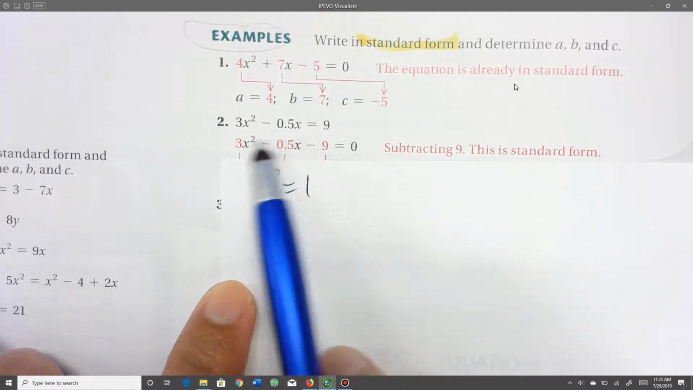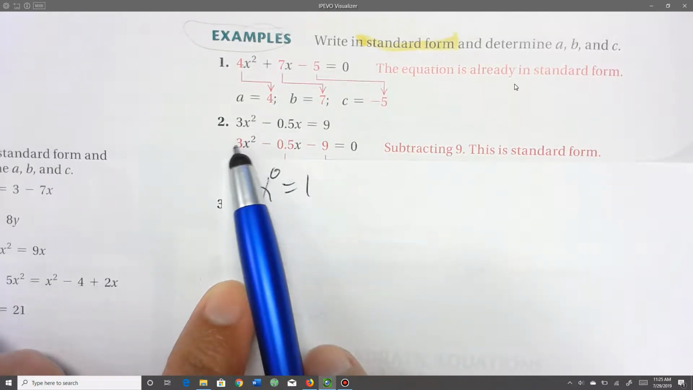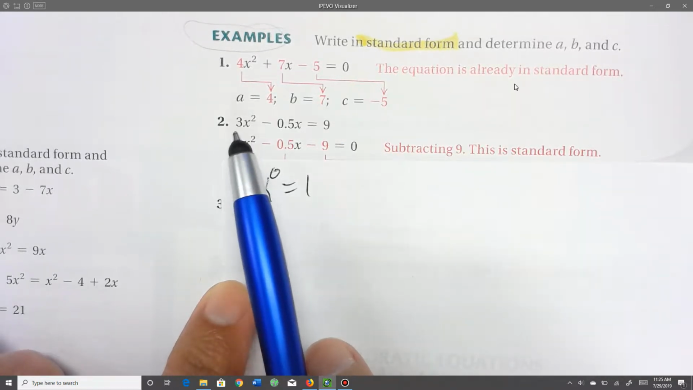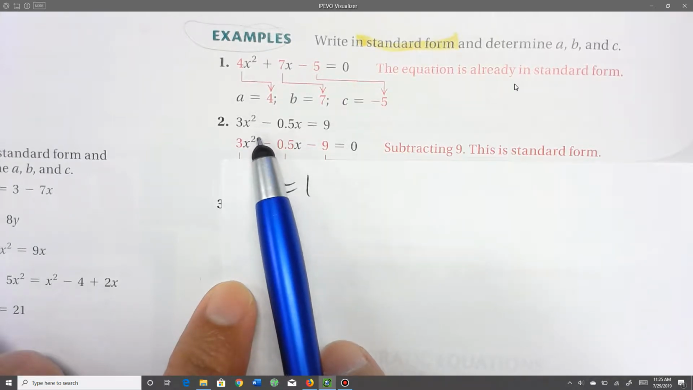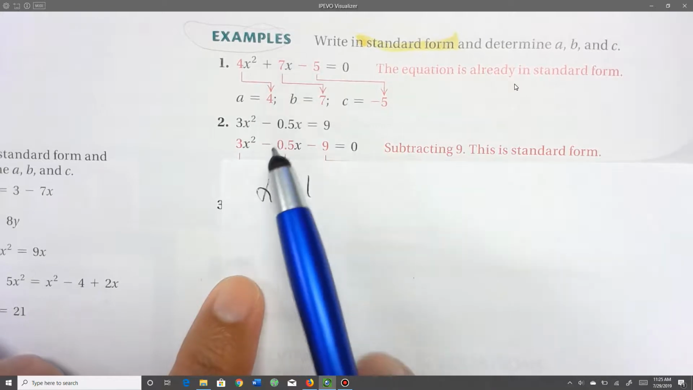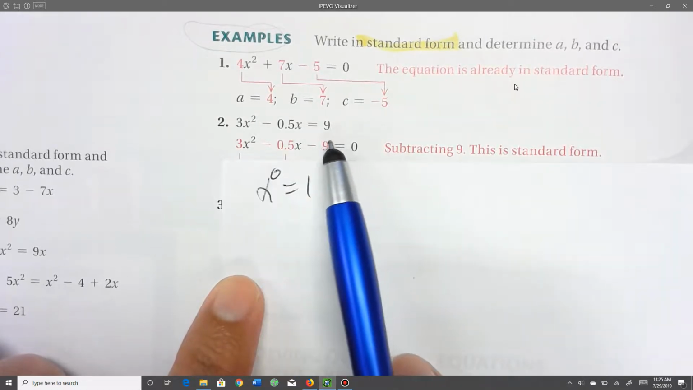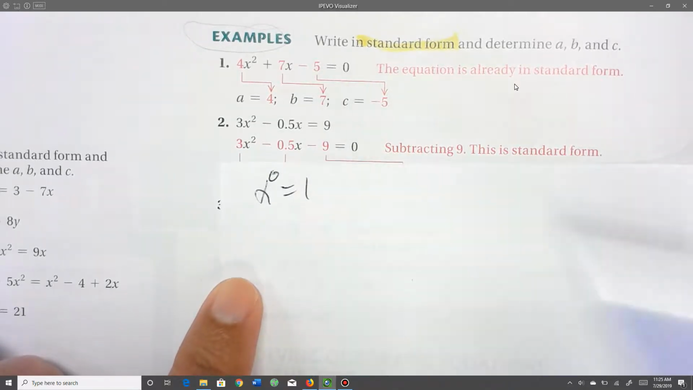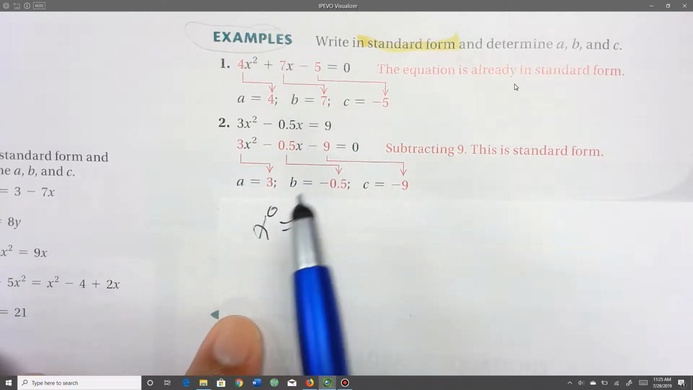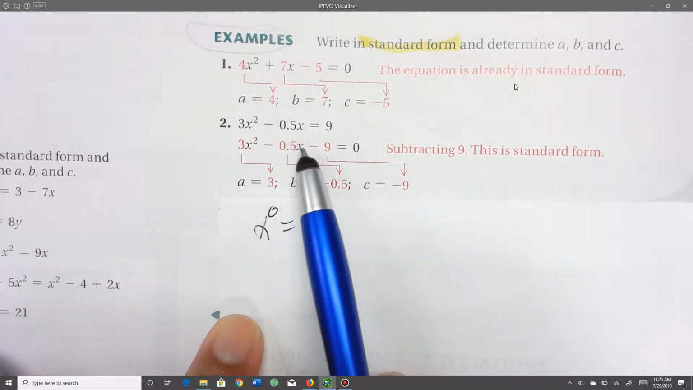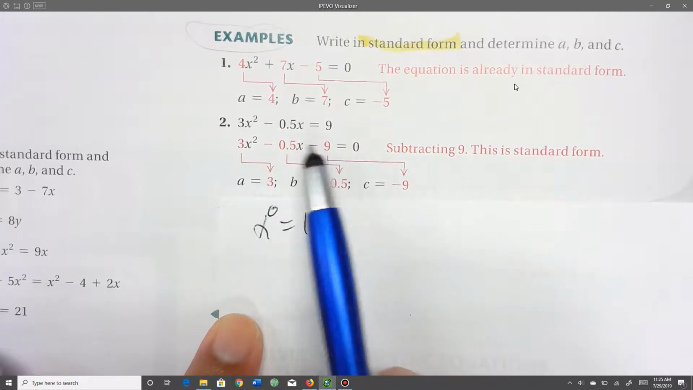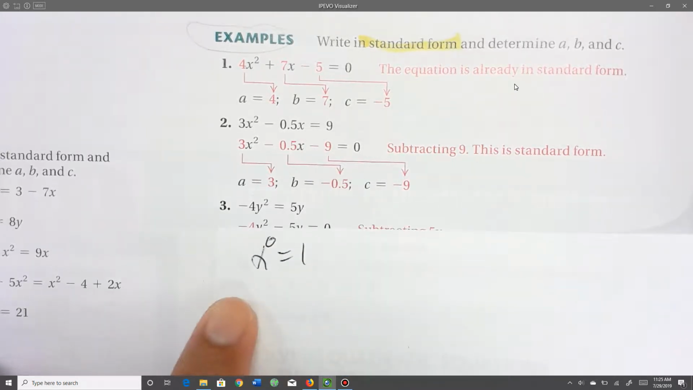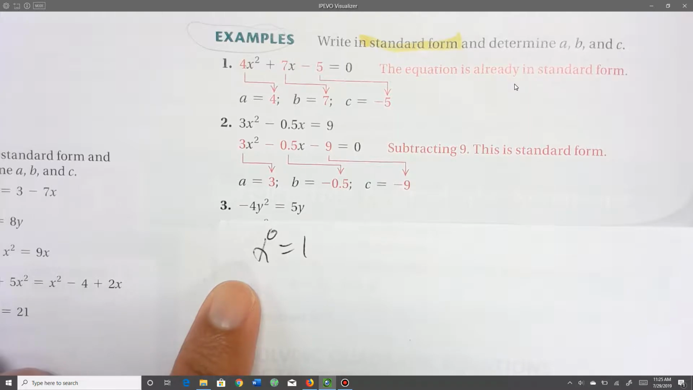And now you are here, and now look at the leading coefficient. Is it positive? Yes. Does the leading term have a power of 2? Yes, it does. So this is in descending order, and that is written in standard form. Now look for your A, B, and C values. Make sure you don't forget the signs. Same thing for this one.